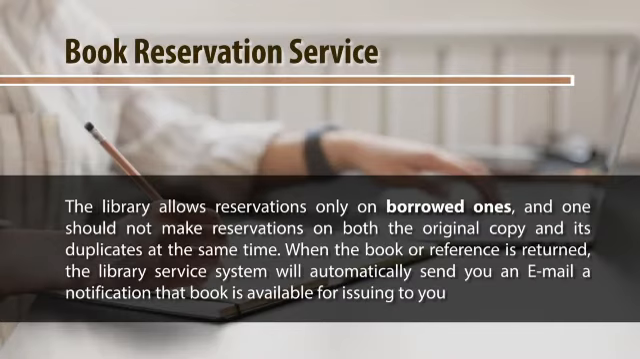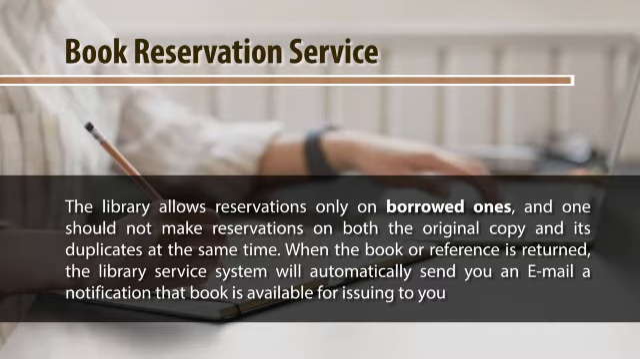The library allows reservation only for borrowed ones, and one should not make a reservation for both the original copy and its duplicate at the same time. That means if there are two or more copies, all the copies should not be reserved. Only the one which is being borrowed should be reserved for the near future. When the book or reference is returned, the library system will automatically email or notify you, or you can come to the library to check whether the book has been returned, to have it issued to you.